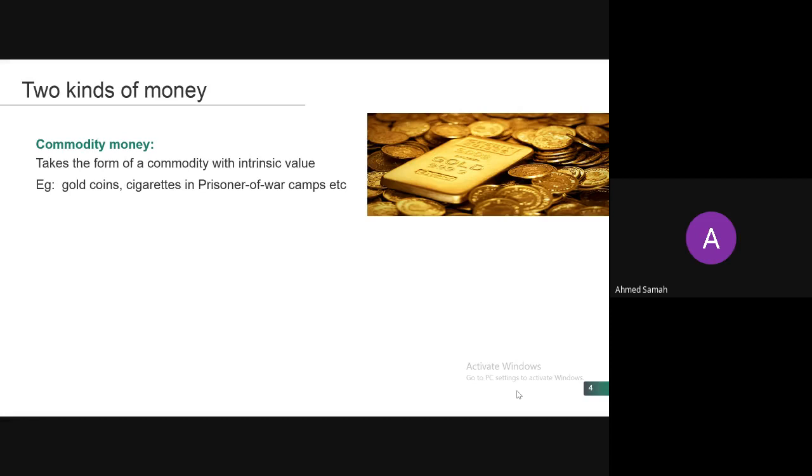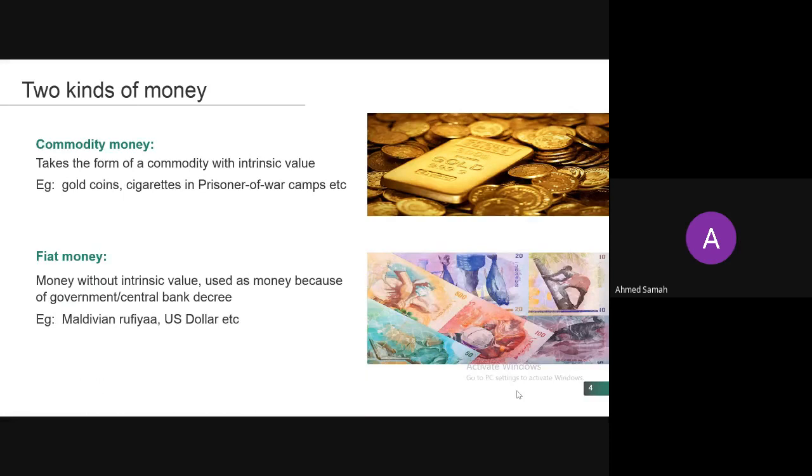That is commodity money. But in today's world, what's more common is fiat money. Fiat money is money without any intrinsic value, used as money because of government and central bank's decree. So usually these are paper money.